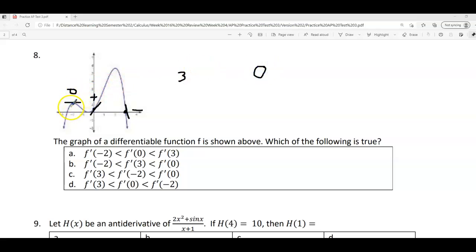And when I say 0, I mean x equals 0. These are x values. At negative 2, we have a slope of 0. At 3 we have a negative slope, and at 0 we have a positive slope. So we're looking for the option that goes 3, negative 2, 0, and that would be option C in this case.